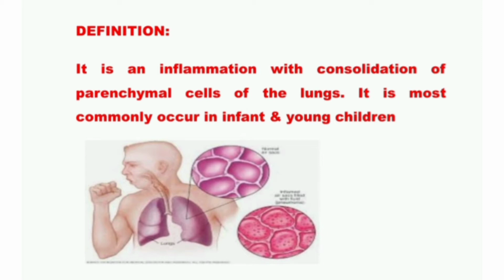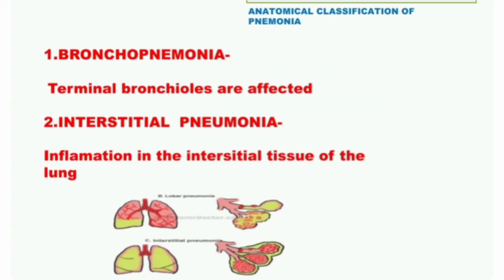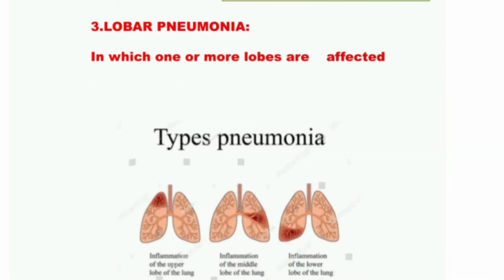Let us see the classification of pneumonia. The classification of pneumonia has two types. One is based on anatomical classification, another is based on etiology. In anatomical classification, we have three types. The first is bronchopneumonia, the second is interstitial pneumonia, and the third is lobar pneumonia.